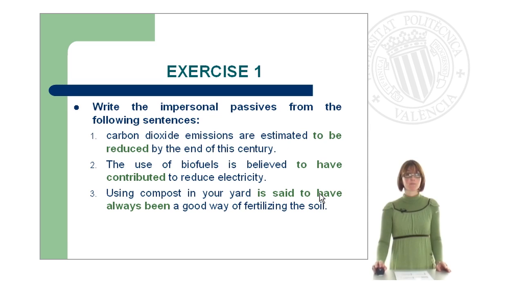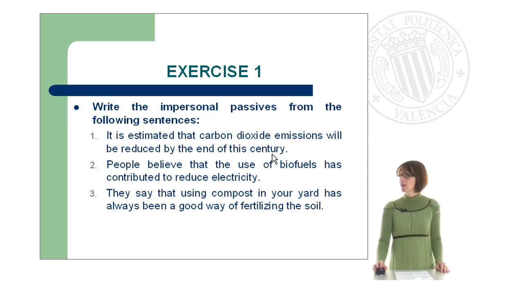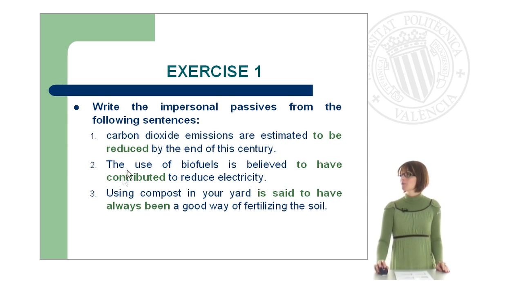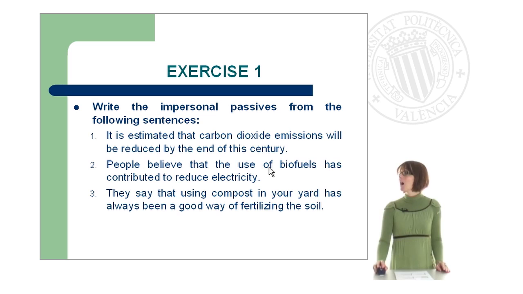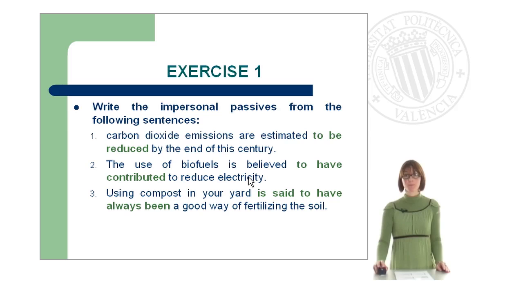Here go the answers. Number 1. Carbon dioxide emissions are estimated to be reduced by the end of the century. If you remember, the verb in the that clause in this sentence was a future tense. So, a future tense is replaced by a simple infinitive. In number 2, the use of biofuels is believed to have contributed to reduce electricity. In this case, we have a perfect infinitive, because the verb tense in the original sentence was has contributed to reduce electricity, a present perfect tense.